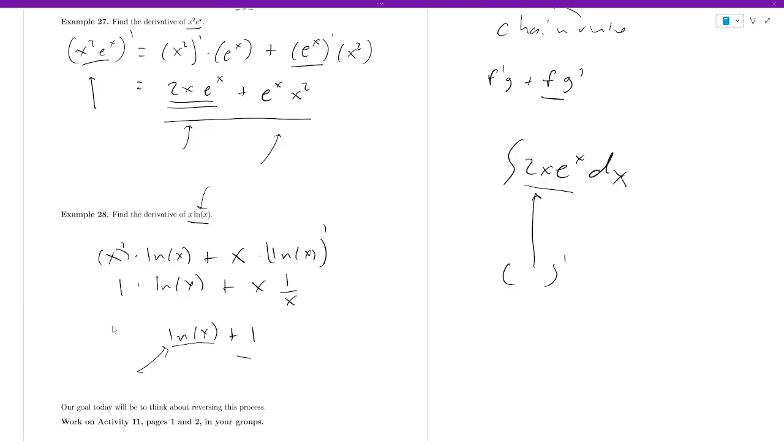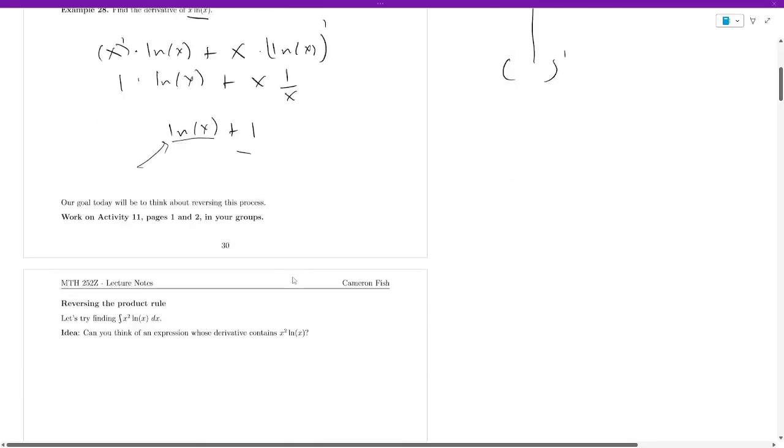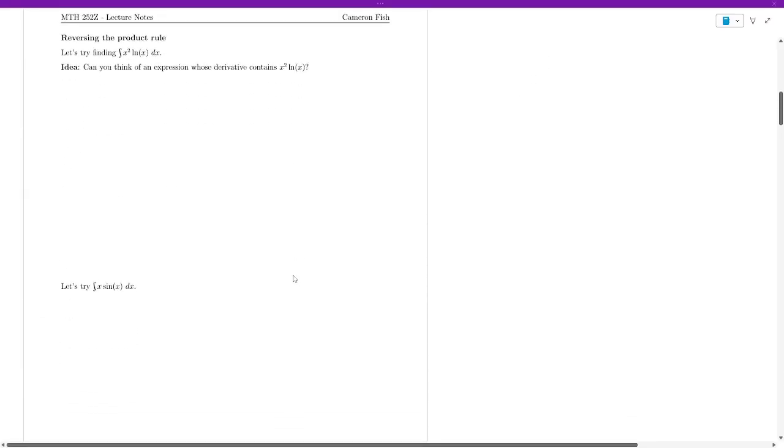Okay, so we're going to try to think about reversing this process. Let's follow this chain of thought a little bit more. Say we were trying to find the antiderivative of x squared log x. The question would be, could we think of an expression whose derivative happens to contain the x squared log x? So can I think of something whose derivative contains my x squared log x? So maybe it equals some question mark and then maybe plus an x squared log x.